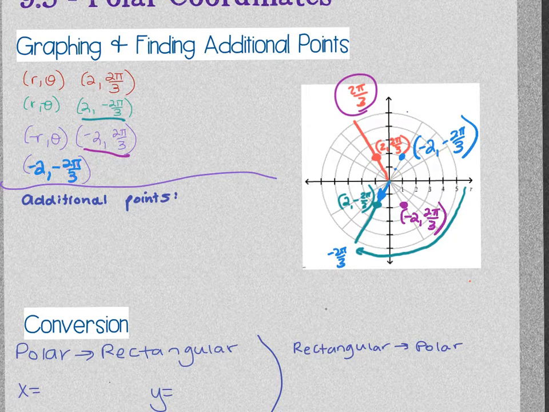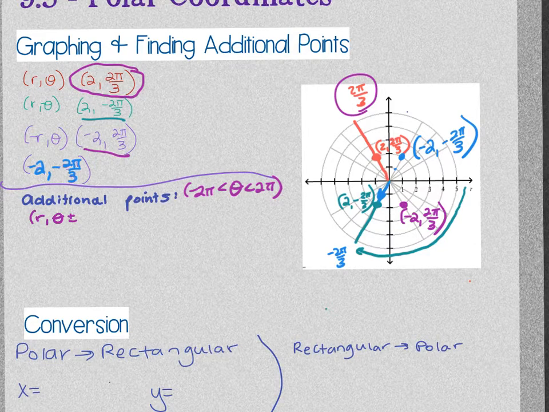Now it says find additional points. So let's just do this with the first one, and let's say it gives me the restriction of negative 2 pi to 2 pi. I want to pay attention to that restriction. If it said 0 to 2 pi, that's obviously different. It's going to cut that restriction in half. So we have two options here. One is keep r the same, take theta and add or subtract even multiples of pi, like 2 pi is what we normally start with, or change the r, take theta, and add and subtract odd multiples of pi.